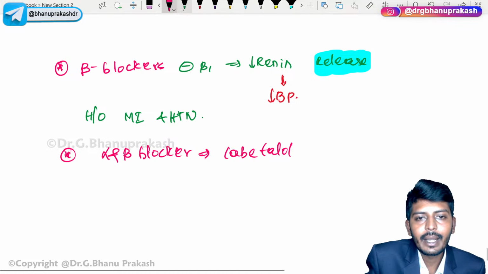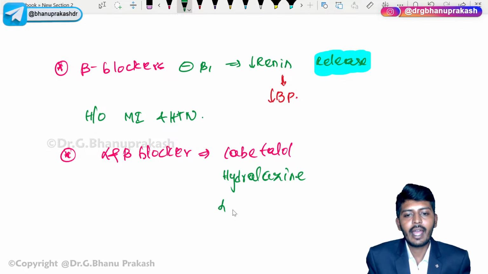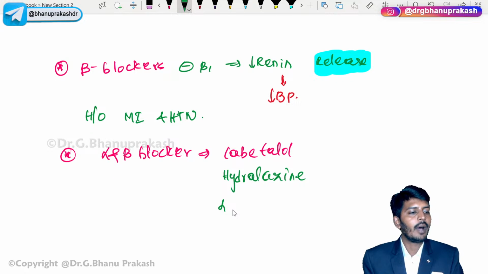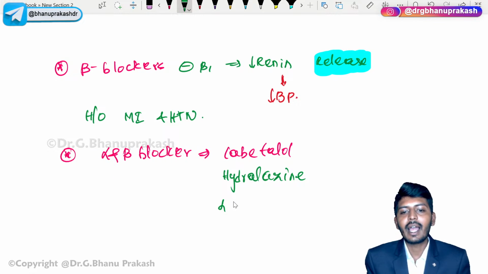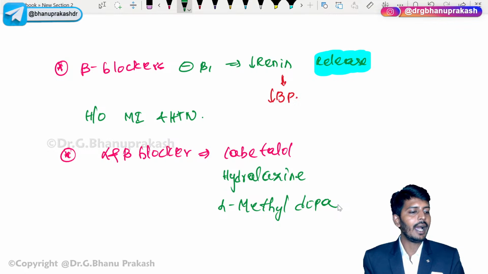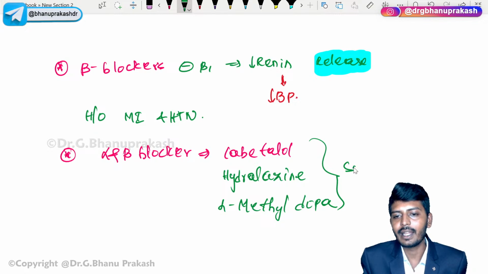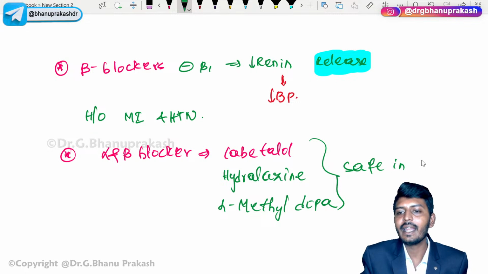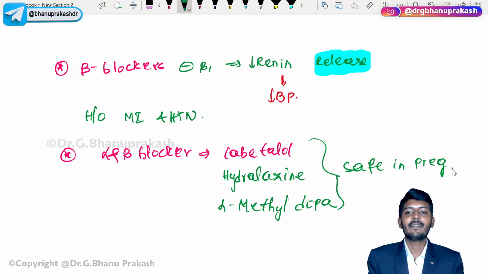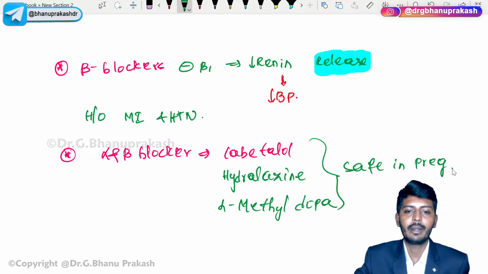Along with labetalol, there are other drugs such as hydralazine, and there is one more drug called alpha methyldopa. Alpha methyldopa and hydralazine, all three of them are safe in pregnancy. All three of them are safe in pregnant females with hypertension. This is a very, very important point to be remembered.